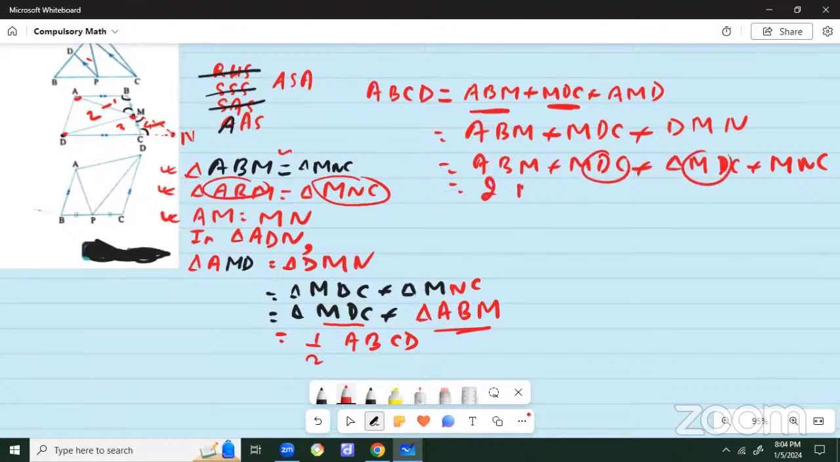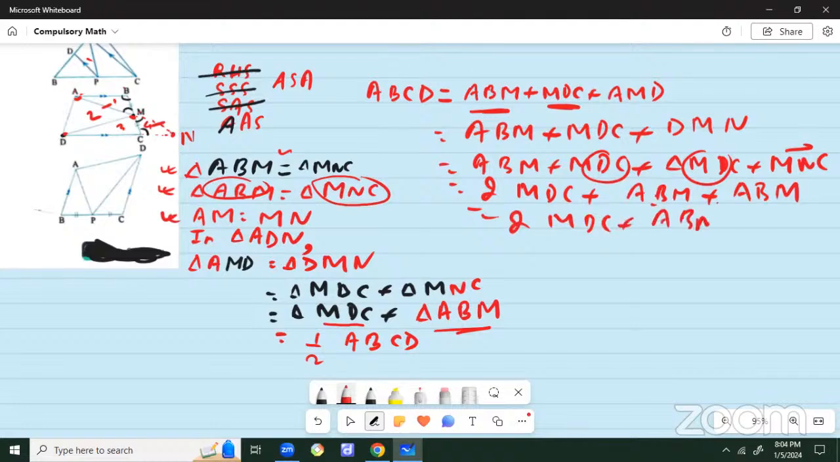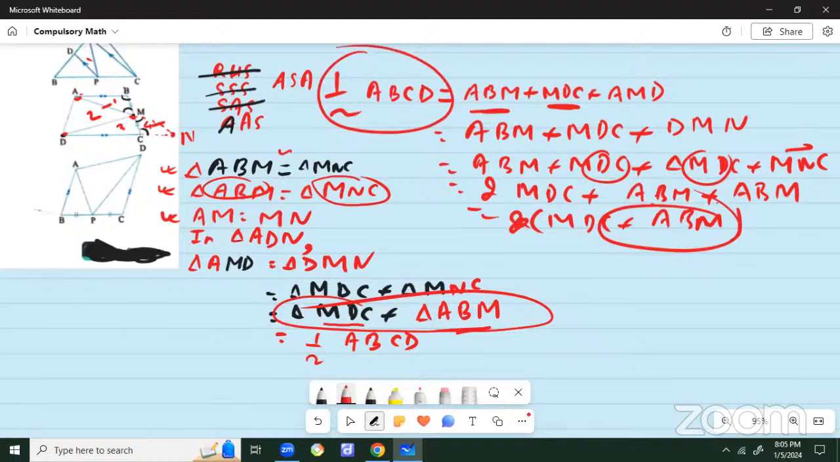So we get twice MDC plus ABM and MNC, which are equal, right? ABM and MNC were equal, so in place of MNC we can write ABM. Taking 2 common, you get MDC plus ABM. Taking the 2 to that side will be half, right? So triangle MDC plus triangle ABM is half of trapezium ABCD. So in place of this one, you can replace this value and write it as half of trapezium ABCD.